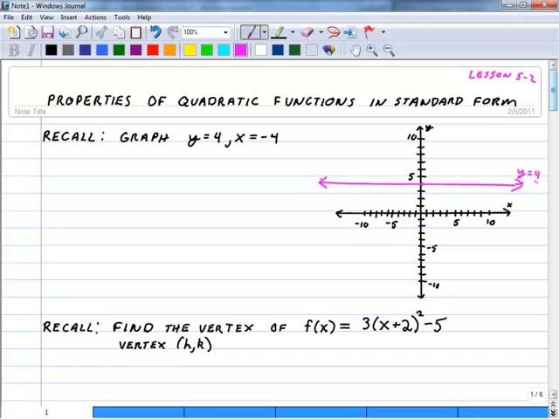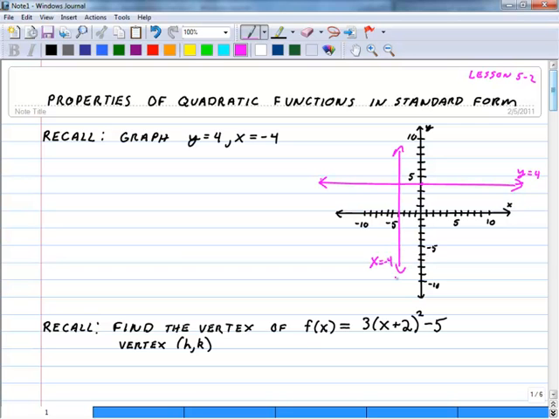Now let's graph x is equal to negative 4. Now when we're going x equals negative 4, you don't see any y or anything else. You're going to draw a vertical line that crosses the x-axis at negative 4. So this is just a refresher of those concepts.